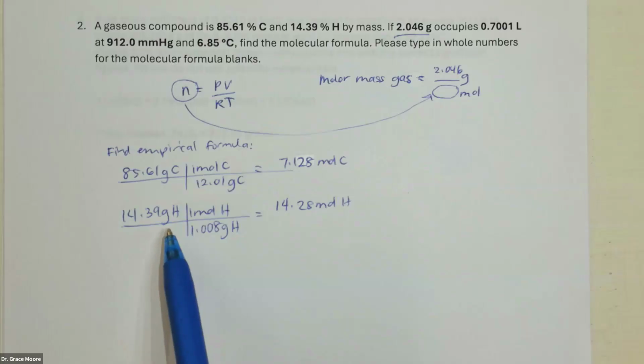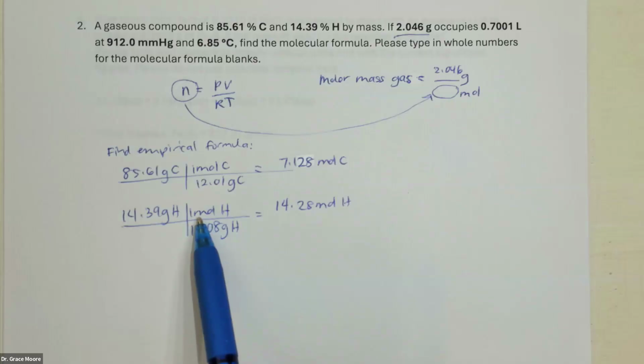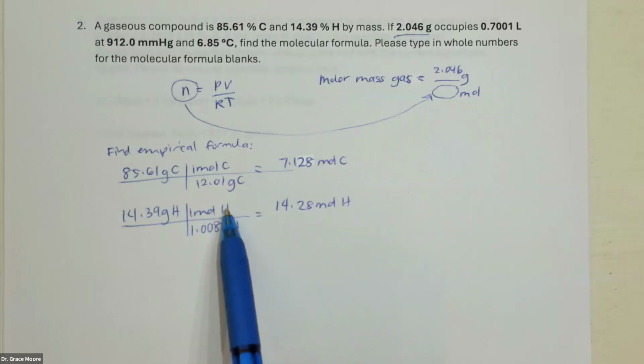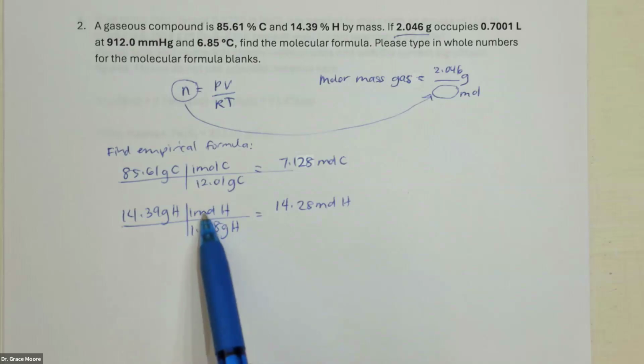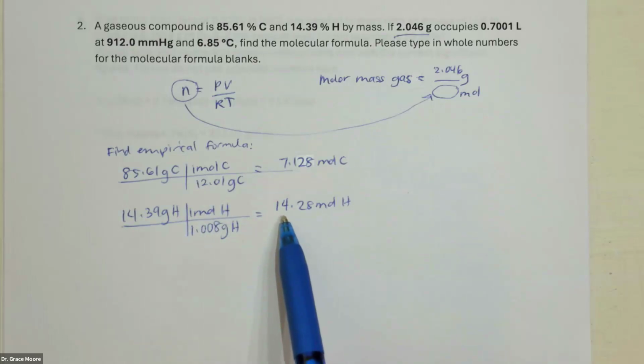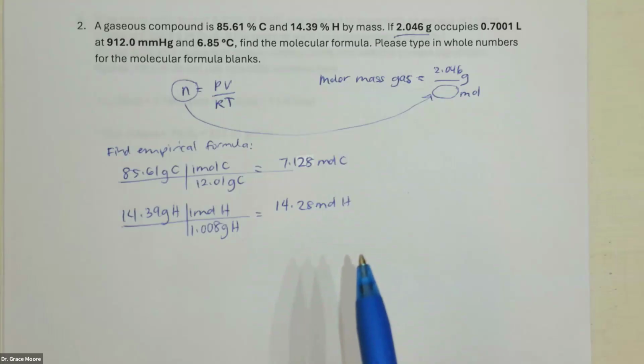You do the same process with hydrogen, 14.39 grams of hydrogen, but you multiply it with the fact that 1 mole of hydrogen weighs 1.008 grams. So the 1.008 grams of hydrogen is going to go on the bottom so they can cancel out, and you'll have your answer as moles, and you end up getting 14.28 moles of hydrogen.